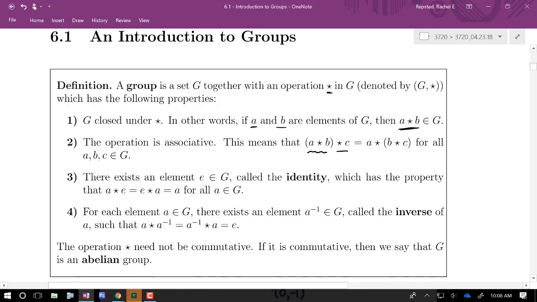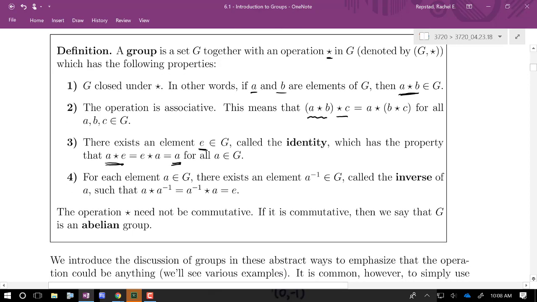A group will have an identity element. Here I'm just denoting it with an E, but it's the identity, which means that if I take any element and combine it with the identity, it doesn't change the outcome. If you think about multiplication, our identity element is 1, because if you multiply anything by 1, you just get the same thing back. And every element has an inverse, which is something where if you smash an element together with its inverse, you get the identity.